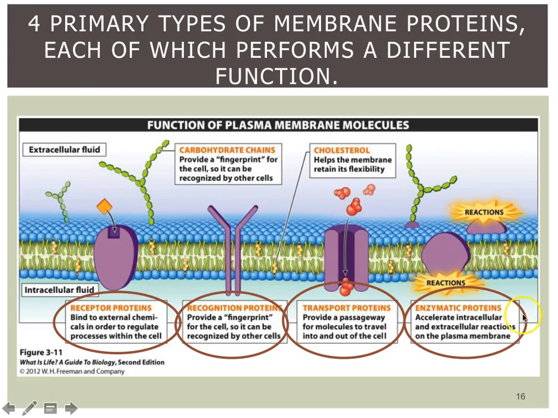the different cells. The final one that we're going to talk about are the enzymatic proteins. Enzymes are any molecule, usually a protein, not always, but usually a protein, that makes a chemical reaction happen faster. And sometimes it's really important that that chemical reaction happen faster at the level of the plasma membrane. So there you go. The four main categories of proteins that you're going to find in the plasma membrane.